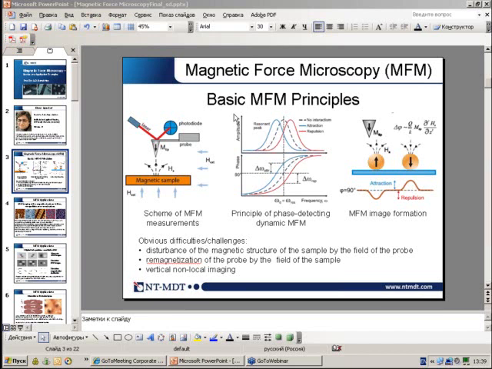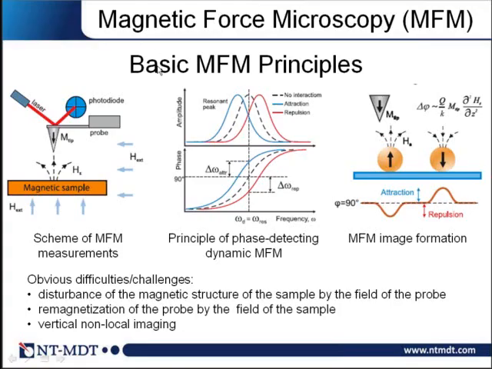Well, you see, if you look at this image, it shows the resonance. The black curve shows the resonance curve without any interaction. If you have attraction, your resonant frequency goes in one direction, shown here by the blue curve. If you have repulsion, your frequency goes in the other direction, as shown by the red curve.